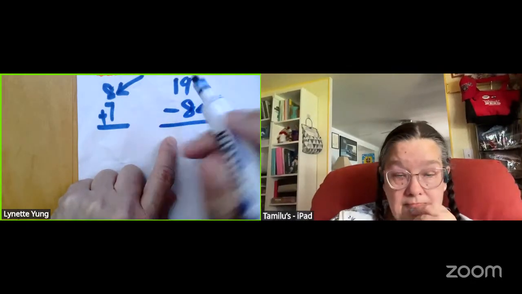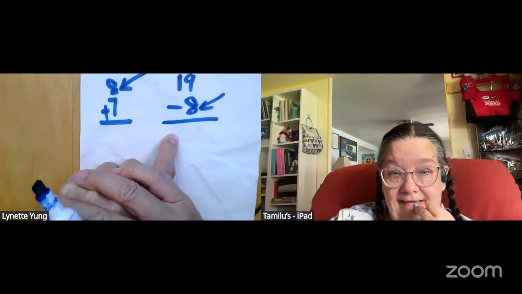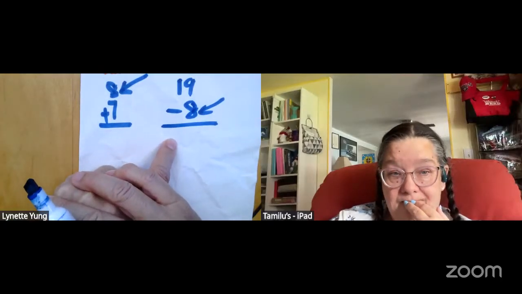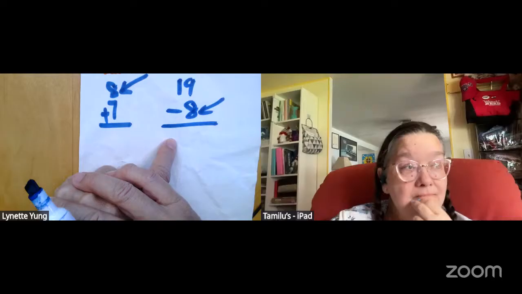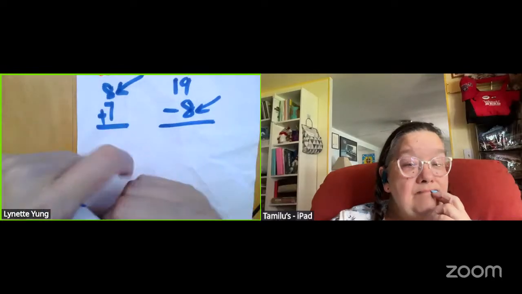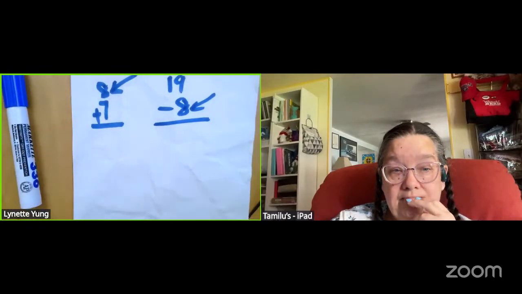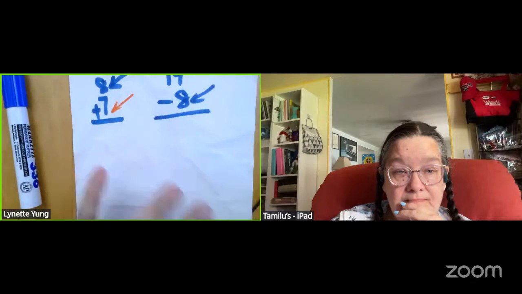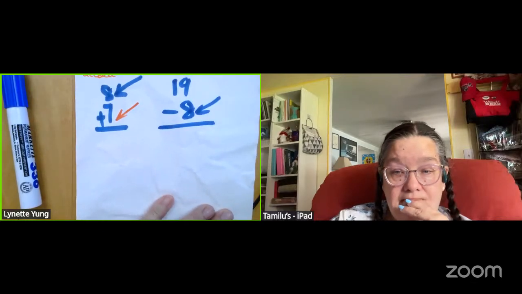Why? Well, it has to, because the top number is always bigger than that second number. Yeah, so then why don't we teach adding from the bottom number? Like we do in abacus.